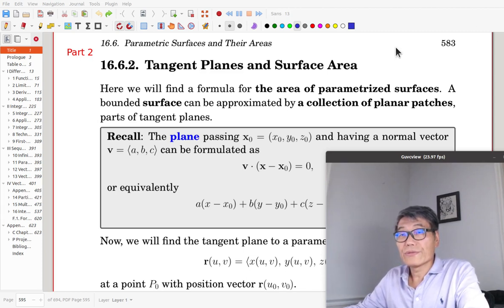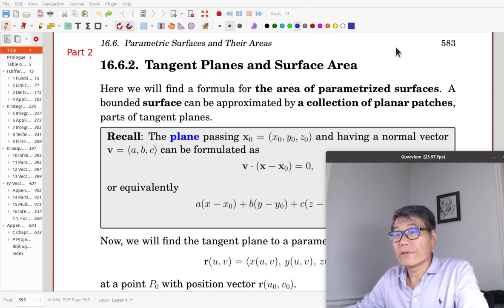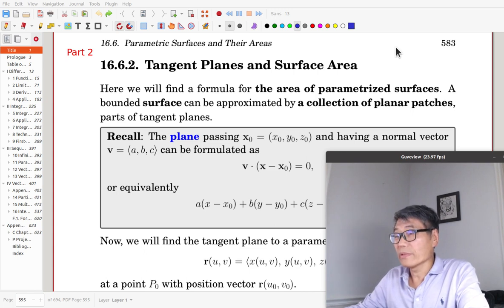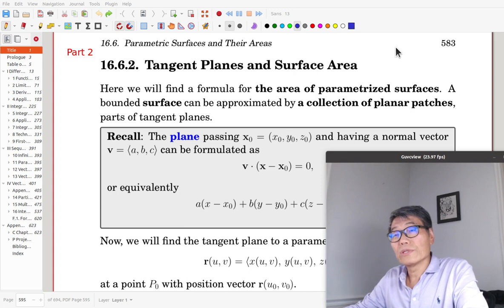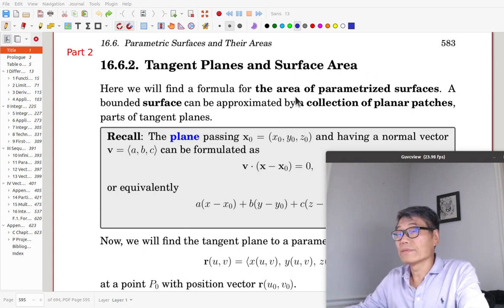It is part 2 of section 16.6. In the first part, we studied parametric representations of surfaces. Here, we'll try to find a formula for the area of parameterized surfaces.